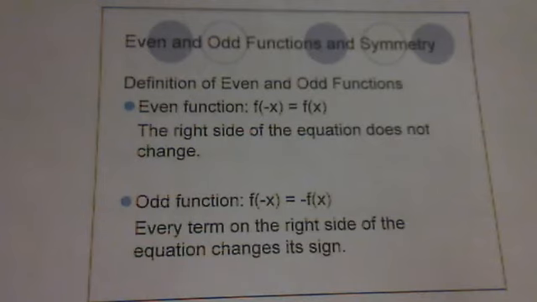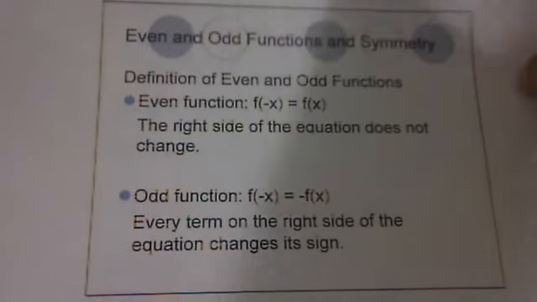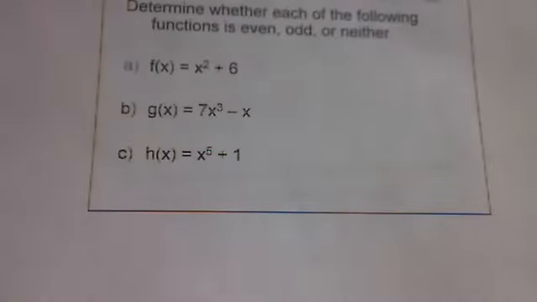And then an odd function is when you replace your x with negative x, you're going to get the opposite of f of x. That means that every term on the right side of the equation changes to the opposite sign. Every term has to change to the opposite sign for you to have an odd function. And we're going to look at some examples of just that.